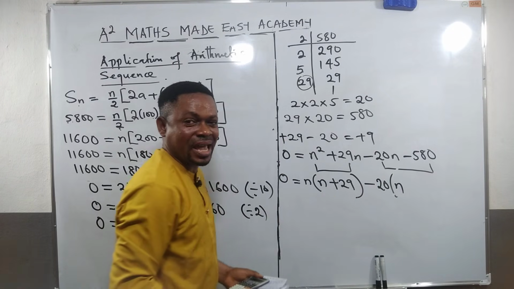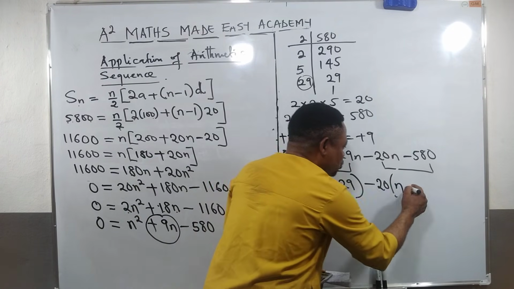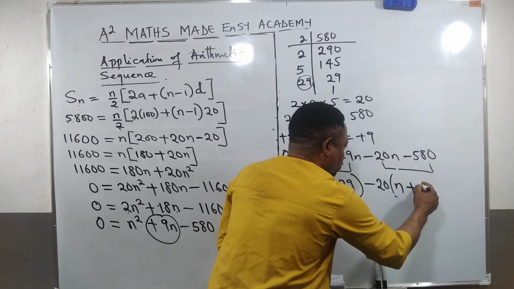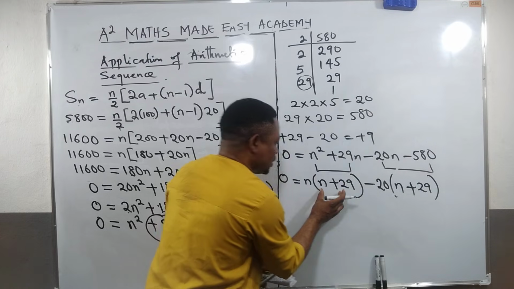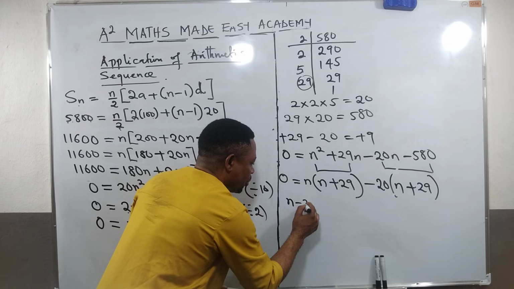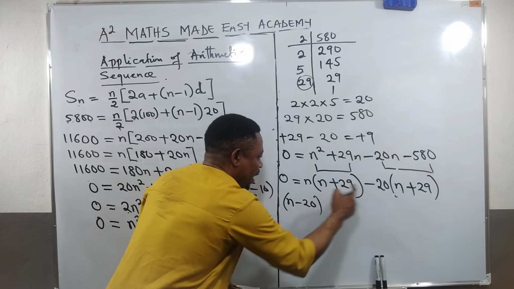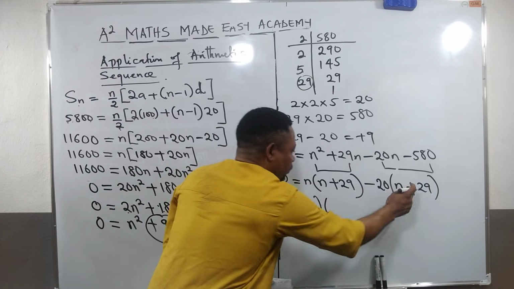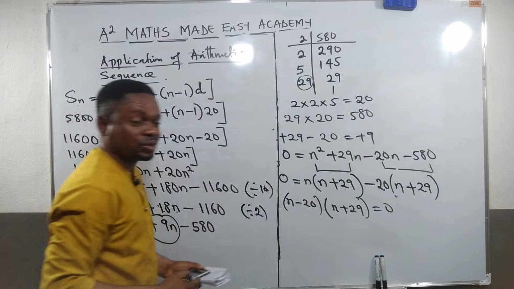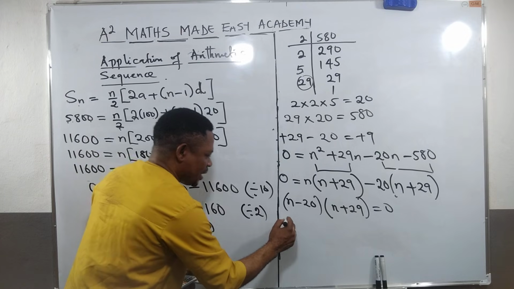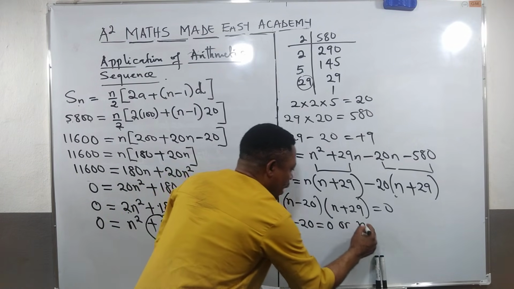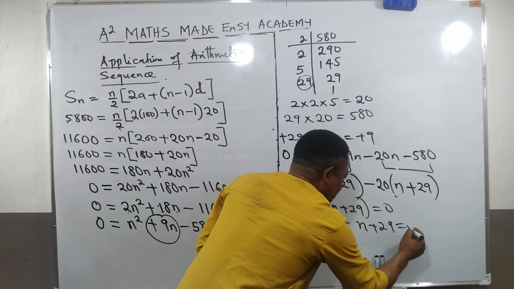It will remain what? n. Then minus times minus will give you what? Plus. Then 20 into this will give you what? 29. Can you see this and this are equal? Pick one. Can I say now n minus 20? Pick the one outside. Then bracket. Pick one of this. n plus what? 29. Everything should be equal to what? 0. Almost the answer is there. n minus 20 is equal to 0, or n plus 29 is equal to what?